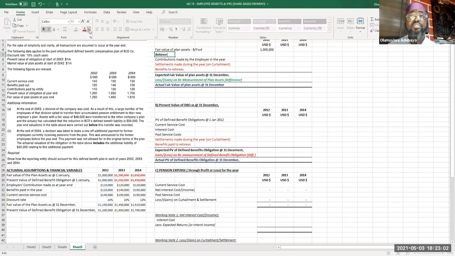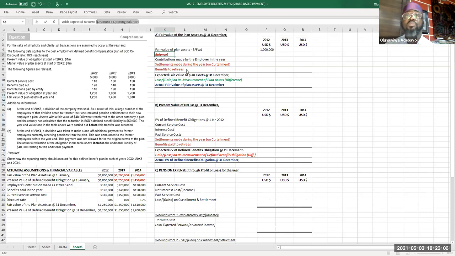Let me put it in red as a reference. Therefore, what is the product of my discount? My discount rate is 10%. The discount rate may change, and in practice it will change year in, year out, because it's based on the yield on government bonds at the end of each year. And I barely agree that yield year on year will be exactly the same. Take note of that.